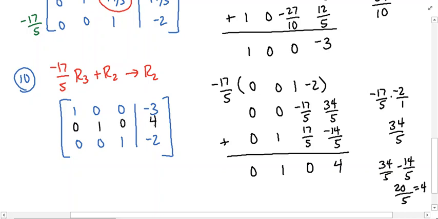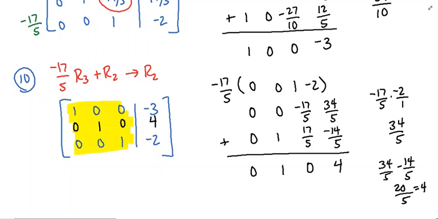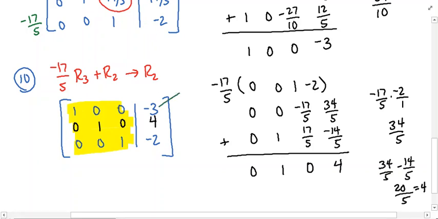We have met our goal. Here's your goal. You did it. That means there is a unique solution. You should be able to identify the X, the Y, and the Z. Remember, if you translate this back into a system of equations, the top number will be the X, the middle number will be the Y, and the bottom number will be the Z. So X is going to be negative 3, Y is going to be positive 4, and Z is going to be negative 2.